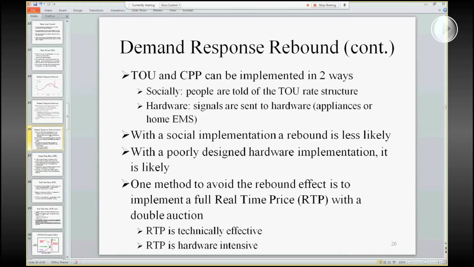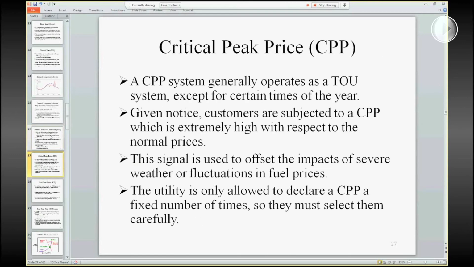And so one of the methods is to look at real-time pricing, of course, with double auction. However, that has its own drawbacks, which is that it's fairly hardware intensive and can be a little bit complicated. In some cases, it can be overly complicated for consumers for whatever gains you're trying to get out of your system. So again, critical peak pricing, we'll go ahead and jump over this. We've already kind of talked about this here.